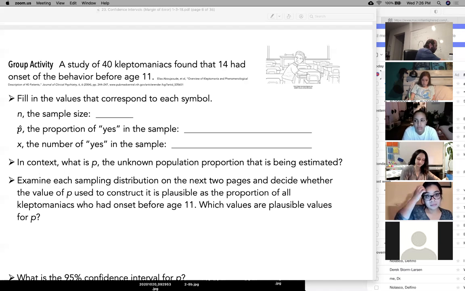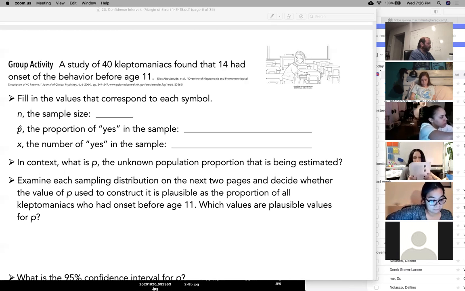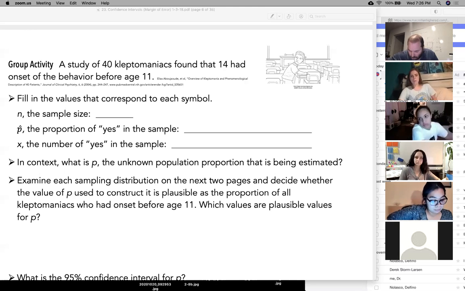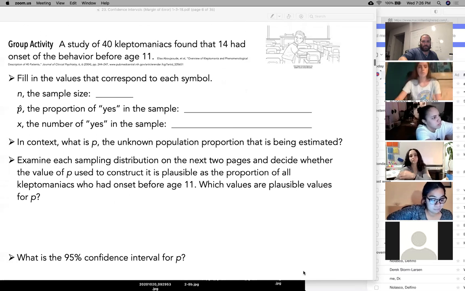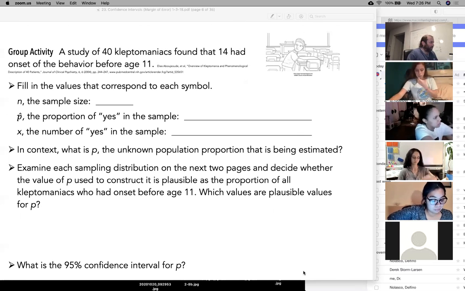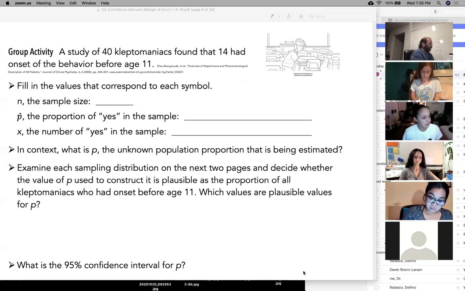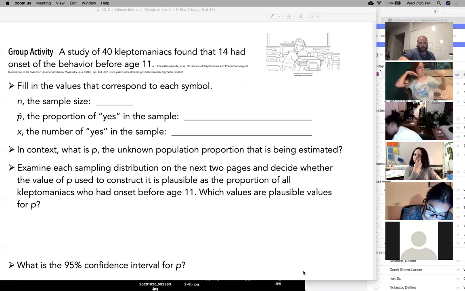We do not know what that true value is. In fact, we will never know what that true value is, because if we knew the true value, why am I taking a sample? What's the point of the sample if I have the true value? Do you agree? So it's the true value of kleptos that had this behavior before age 11? Correct.